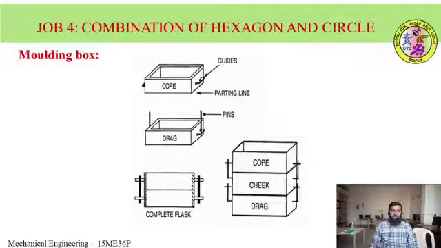If you can see here, this is 2 box molding, and when one more box is used, that means an additional box, when the parts are complex we can use 3 box molding, and the bottom box will be the drag, the middle one will be the cheek, and the top one will be the cope.